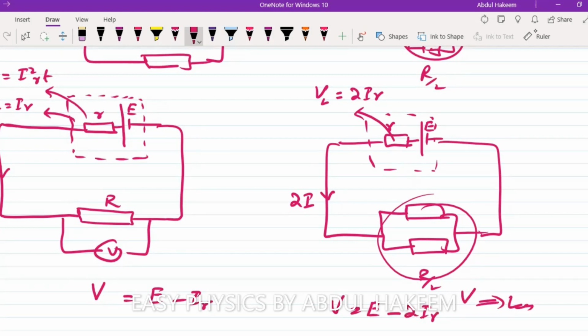So do remember, when the current increases, loss in the internal resistance increases. Thus, the terminal potential, meaning the voltage supplied to the external circuit, decreases.